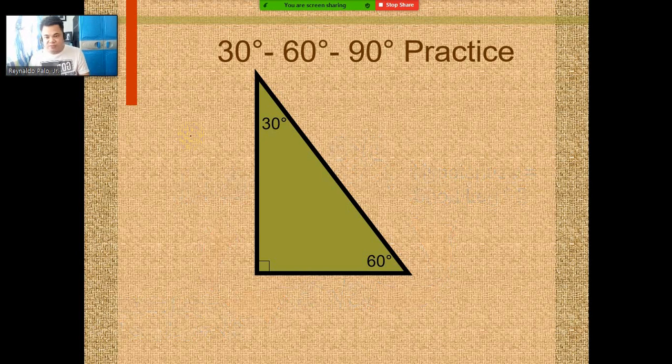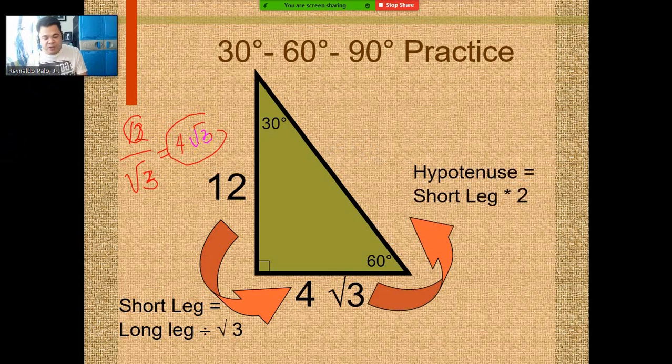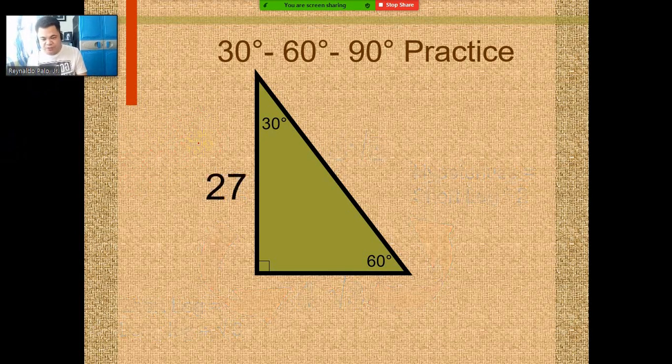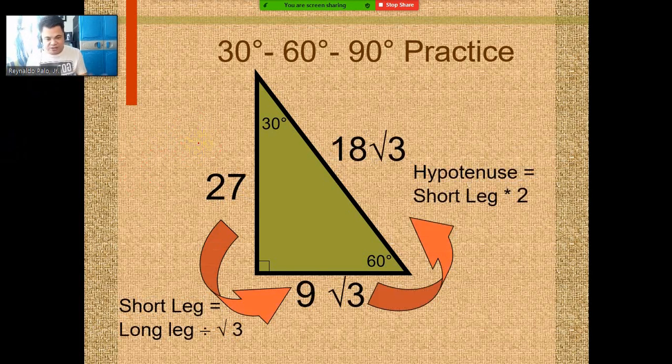They are dissimilar terms. 12 divided by square root of 3. The shortcut here is, remember, if that is 12 square root of 3, if 12 is divisible by 3, just divide. 12 divided by 3 is 4, and then attach square root of 3, and that's it. The short leg now measures 4 square root of 3, and then the hypotenuse times 2, 8 square root of 3. 27 divided by 3 is 9 square root of 3, and then the hypotenuse is 18 square root of 3.